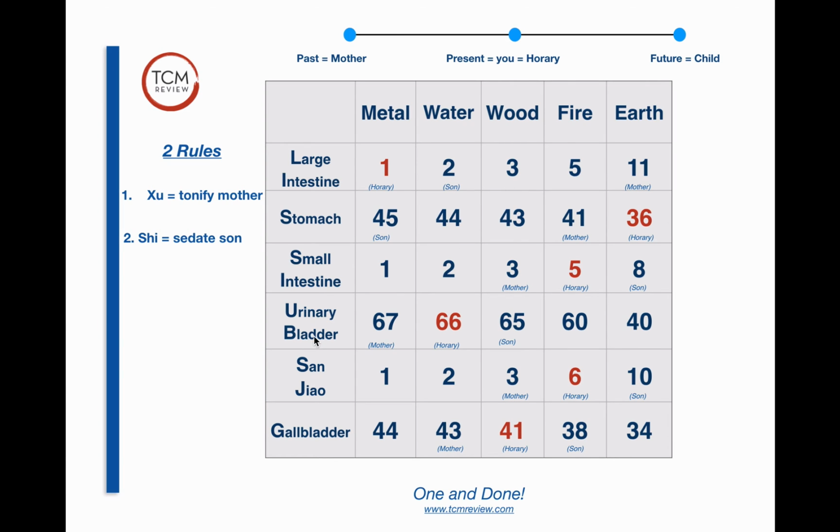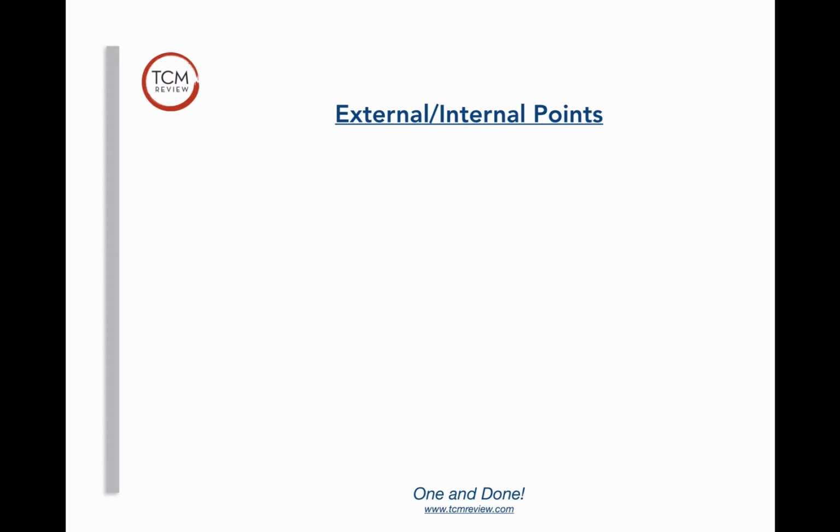So if we looked at bladder as an example, if we had bladder deficiency, we might use bladder 67. If we have bladder excess, we would use bladder 65. All right. As I said, there are 2 more points that you can use for possible points to treat this issue. So first, let's look at our external and internal points.